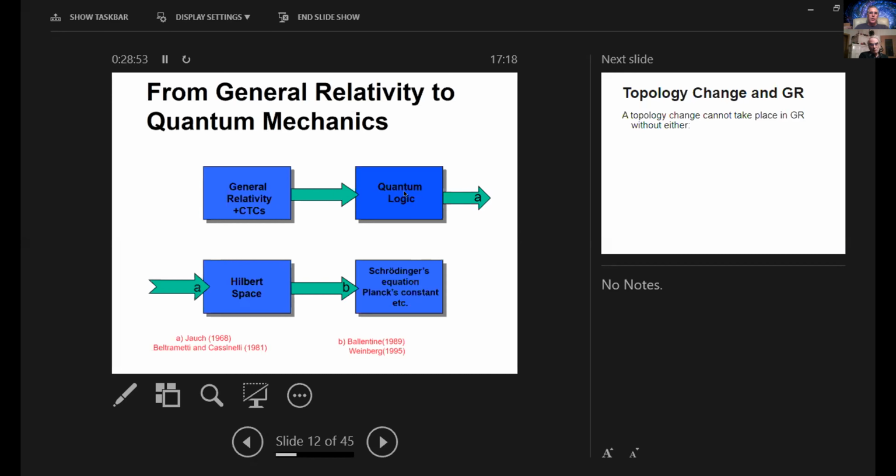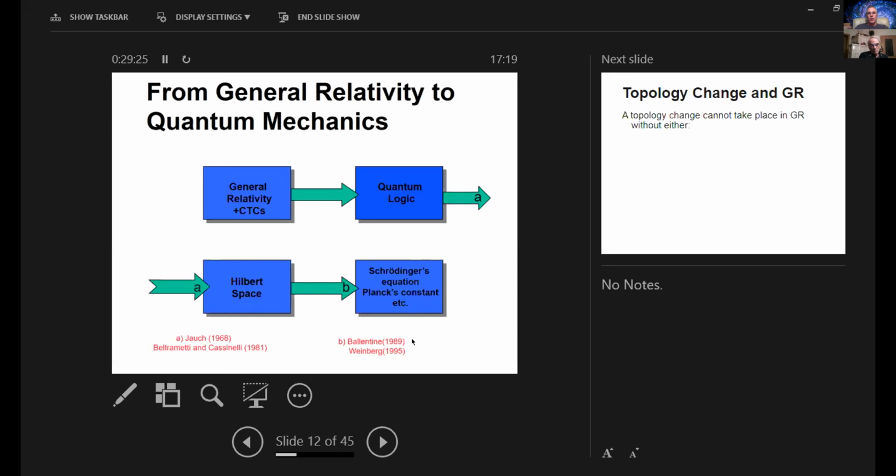If you have quantum logic, then you can show that that's a representation of Hilbert space. And that's done by, for example, Beltrametti and Cassinelli and Rausch. And that's in the textbooks. And if you have a Hilbert space structure for your propositions, for your states, then you can show that you can derive Schrodinger's equation. Yeah, a constant comes in, which becomes Planck's constant, and that's done.